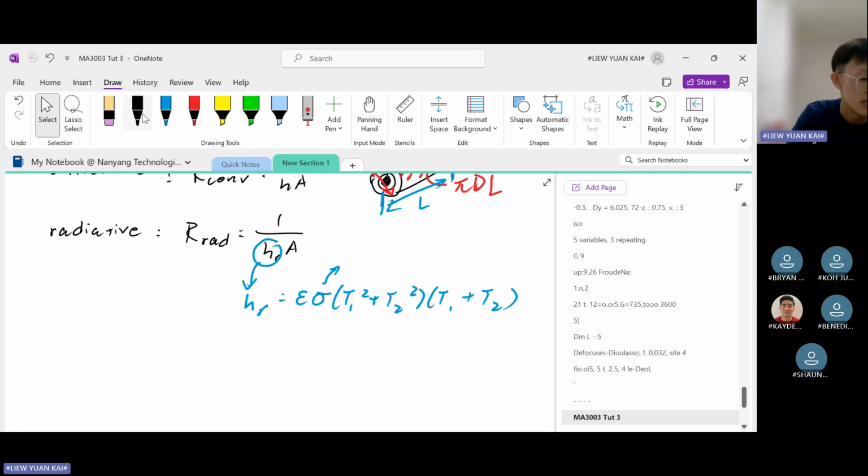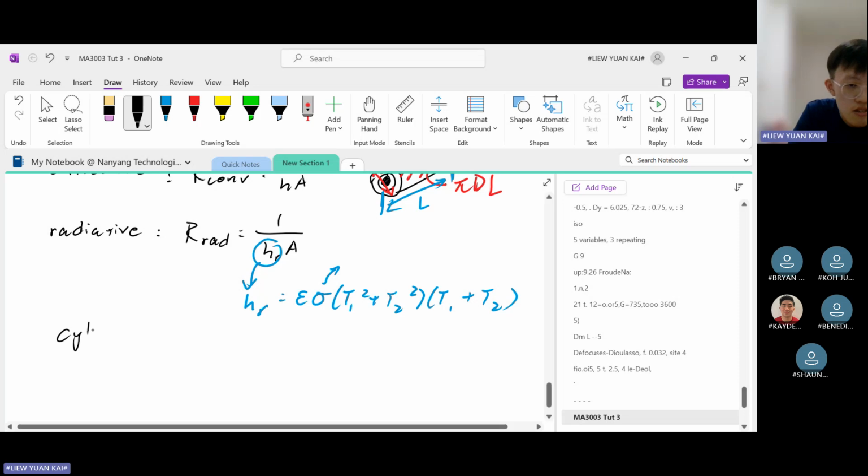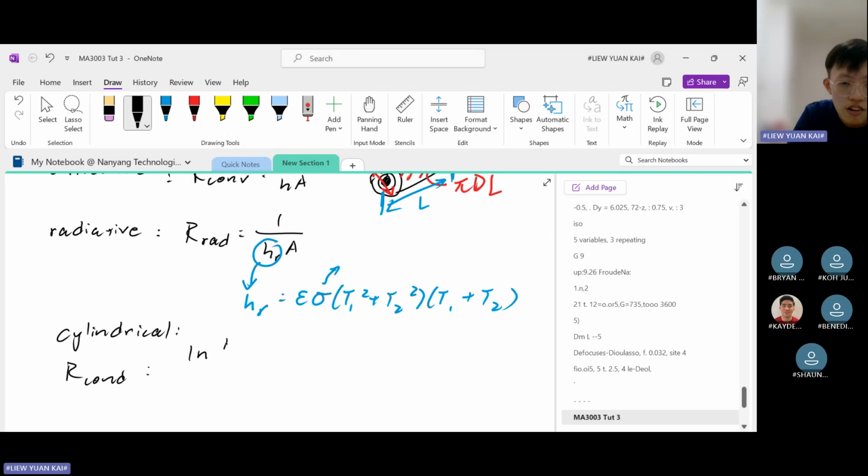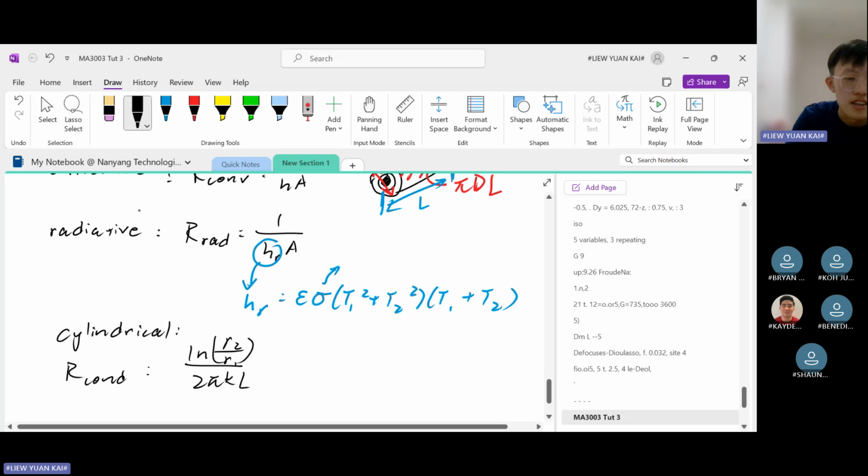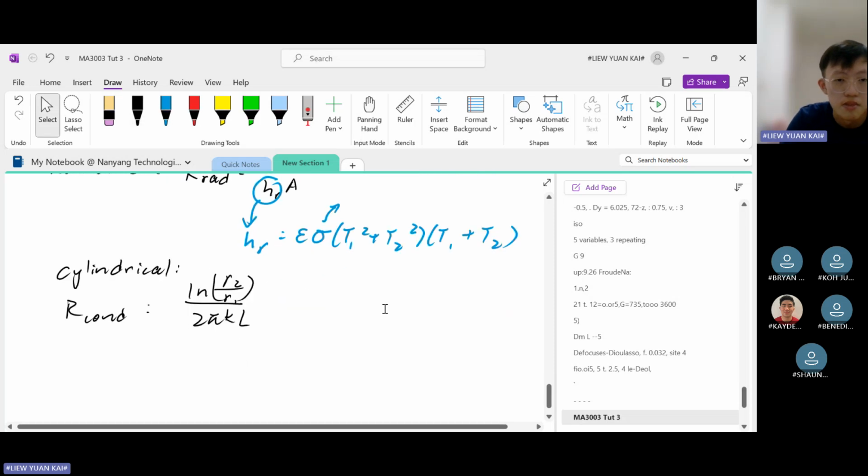Now let's talk about the cylindrical coordinates. Okay, so in cylindrical coordinates, our conduction is given by, okay, this is a bit tough. Ln R2 over R1, 2 pi k L. Okay, so let me explain how you apply this formula.